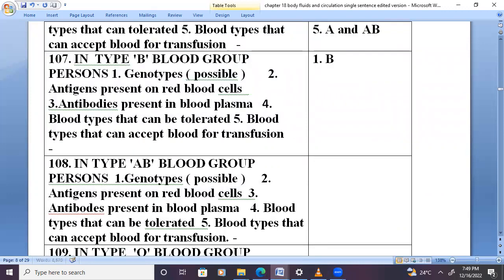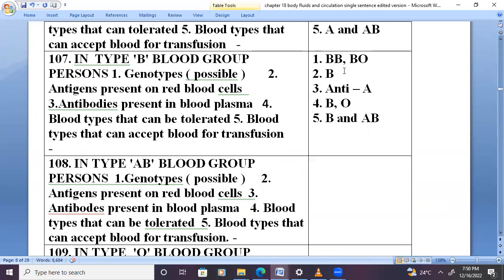In type B blood group person, genotypes: homozygous B, heterozygous B. Antigen present on red blood cells: B. Antibodies present in the blood plasma: anti-A. Blood type that can be tolerated: B and O. Blood types that can accept for blood transfusion: B and AB.